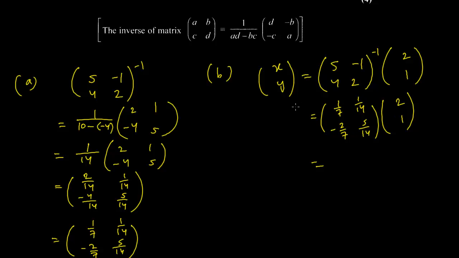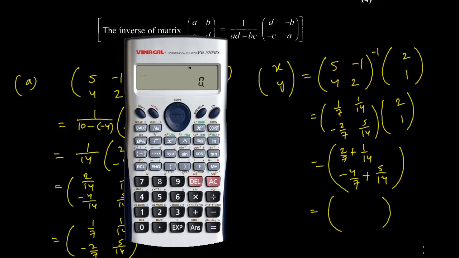So when you multiply, the row here would become the column here. That's the rule for multiplication. So 1 by 7 into 2 would become 2 by 7, plus 1 by 14 into 1 would become 1 by 14. And since there is no other column here, we end here. Then minus 2 by 7 into 2 is going to be minus 4 by 7, plus 5 by 14 into 1. Remember, the row here becomes the column here. So 5 by 14 into 1 is 5 by 14 if you do the calculation.